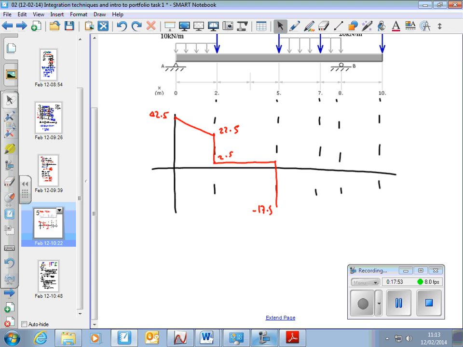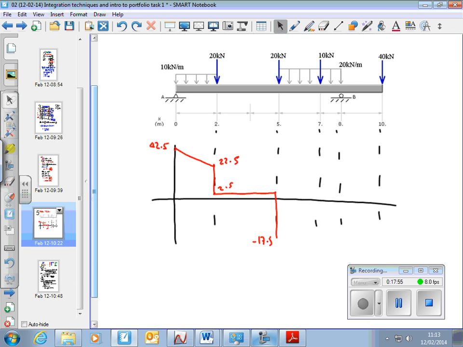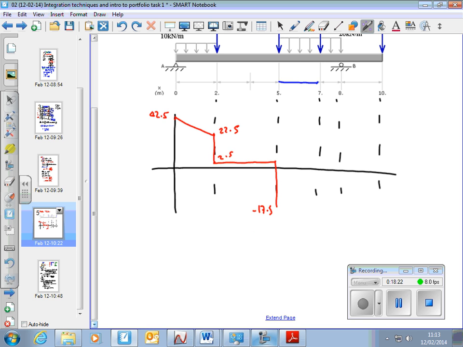And then our UDL applies over this distance here. We've got to be careful at this point because we've got a point force inside the UDL. So I'm going down at the rate of 20 kilonewtons per meter for 2 meters. So that's 20 times 2 is 40, so I'm dropping 40 to this point here. So I go down 40 to minus 57.5.